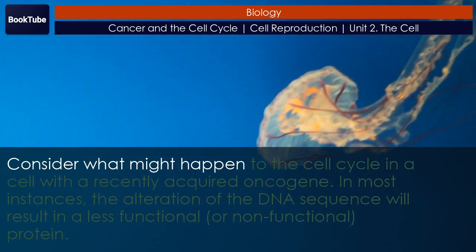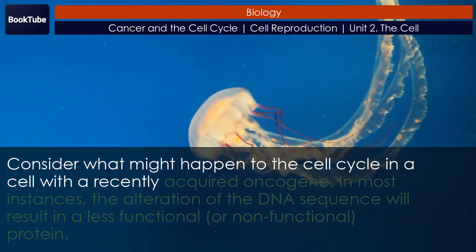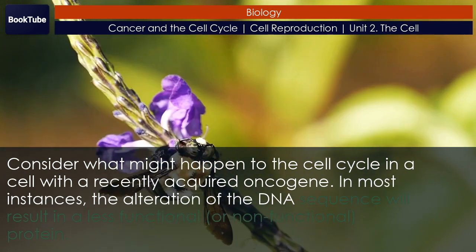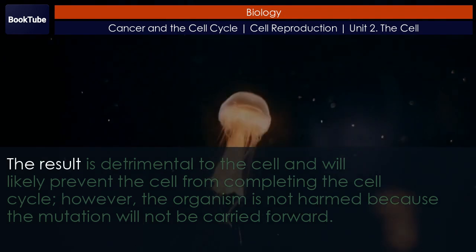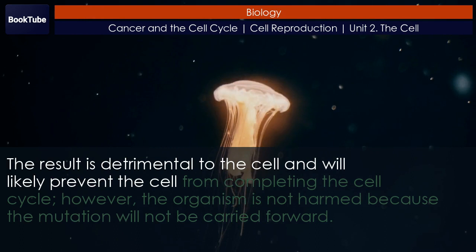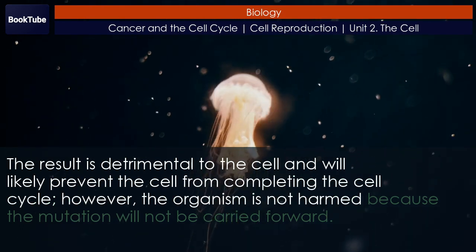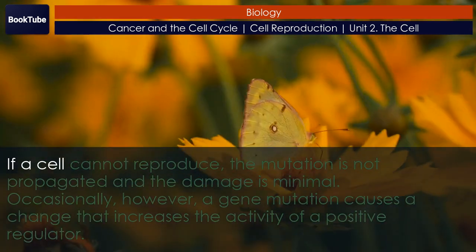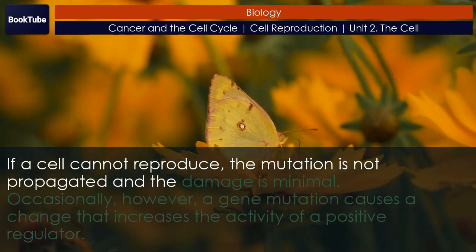Consider what might happen to the cell cycle in a cell with a recently acquired oncogene. In most instances, the alteration of the DNA sequence will result in a less functional, or non-functional, protein. The result is detrimental to the cell and will likely prevent the cell from completing the cell cycle. However, the organism is not harmed because the mutation will not be carried forward. If a cell cannot reproduce, the mutation is not propagated and the damage is minimal.